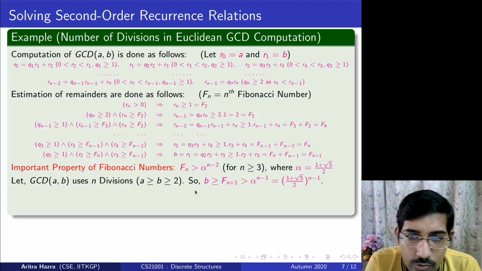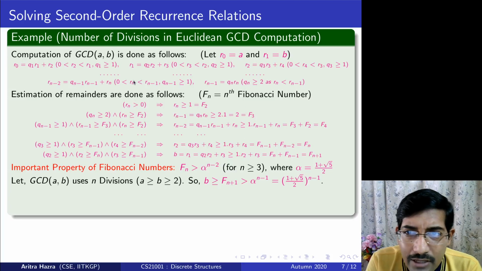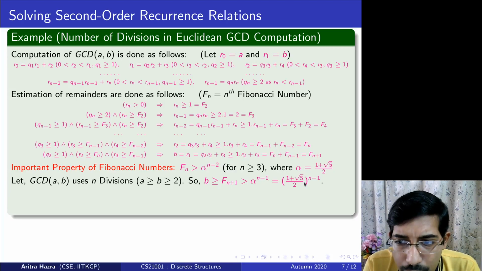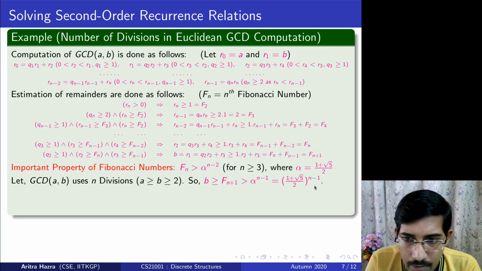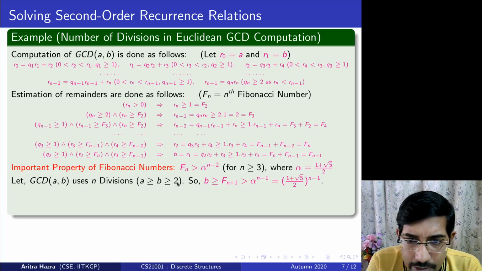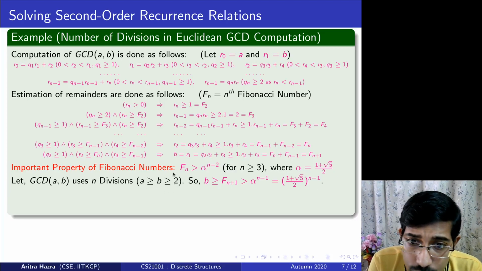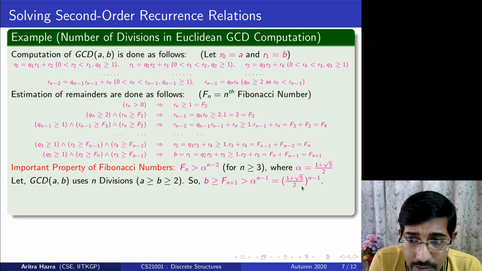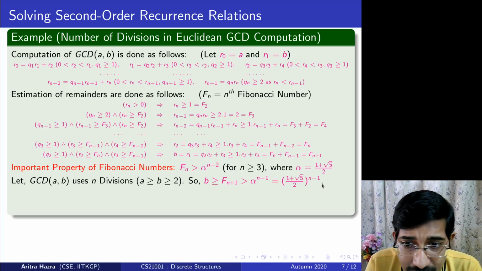What do I see? That B is greater than or equal to Fn plus 1, this is just by the mathematical relationships of Euclidean division I formulated, which is greater than alpha to the power n minus 1, which is this. And I know that A is greater than or equal to B, greater than or equal to 2, obviously, so this is where A and B I started off with. And it needs n divisions, I need to bound n. So I will see now this greater than or equal to this gives me a chance to have n something. I mean, if I take a log and do some mathematical jugglery, I will get a bound for n.